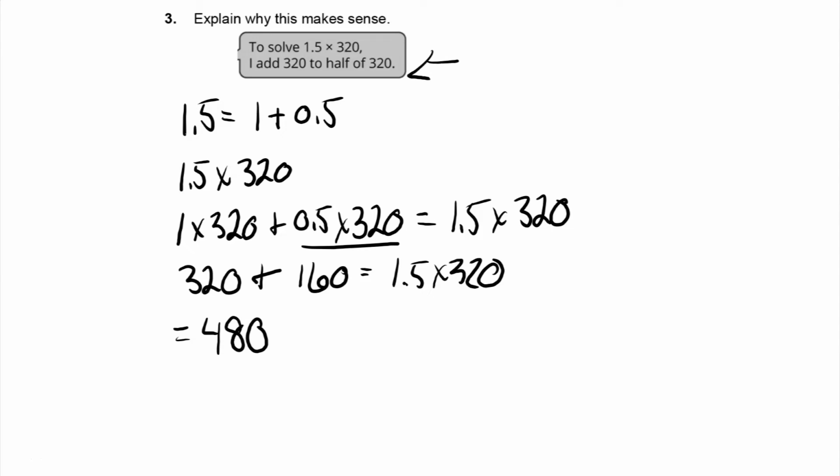So the key message here is that we had to take the 320 and add in half of 320, which was 160, and that gave us our final answer. So we didn't necessarily have to do the multiplication of 1.5 times 320. We could break it into smaller pieces that were easier to do.